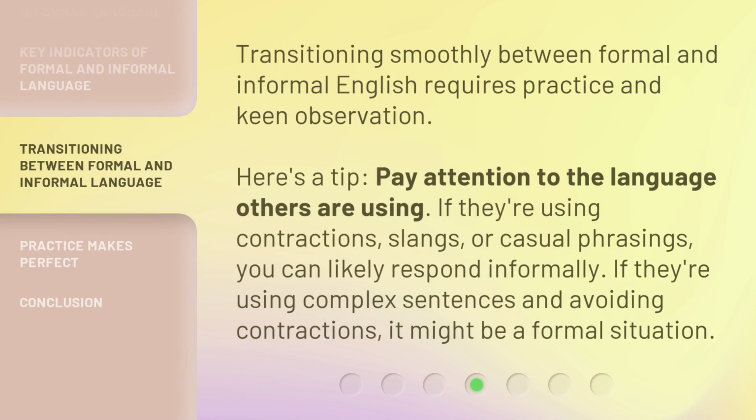Transitioning smoothly between formal and informal English requires practice and keen observation. Here's a tip: pay attention to the language others are using. If they're using contractions, slang, or casual phrasings, you can likely respond informally. If they're using complex sentences and avoiding contractions, it might be a formal situation.